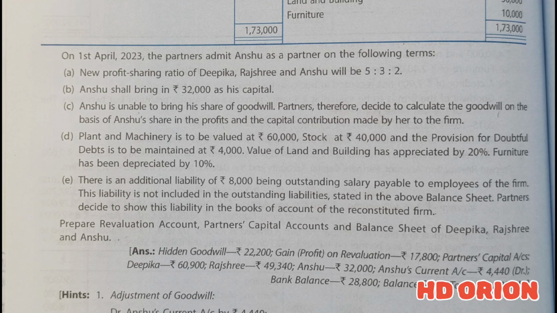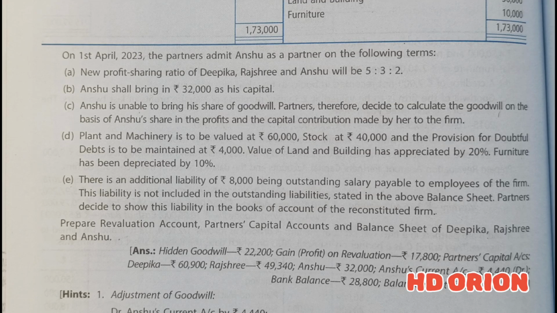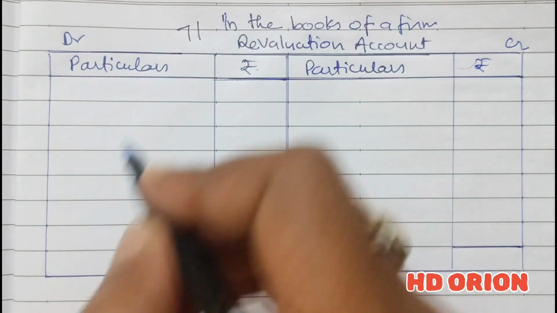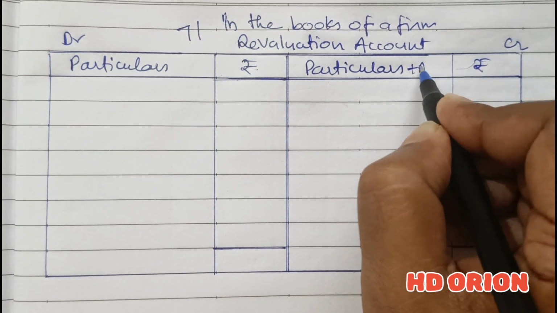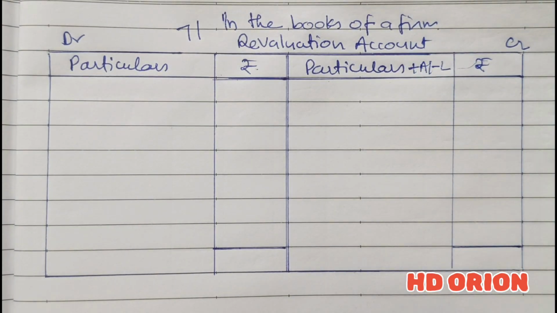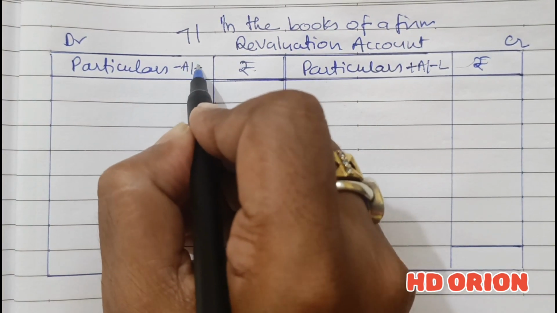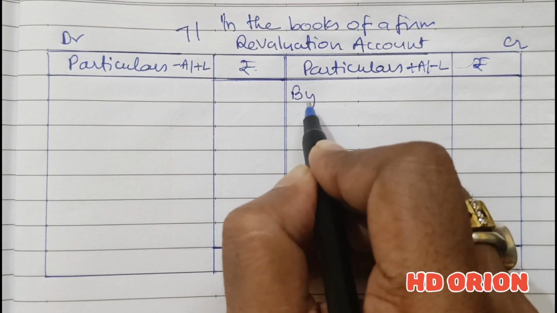So let us see the solution. Solution 71. Here it is written plant and machinery to be valued at rupees 60,000, and in the books plant and machinery is of 48,000. So there is increase in the value of an asset. We know that increase in asset or decrease in liability we have to record on the credit side of revaluation account, and decrease in asset or increase in liability is to be put on the debit side. So plant and machinery value is increasing.